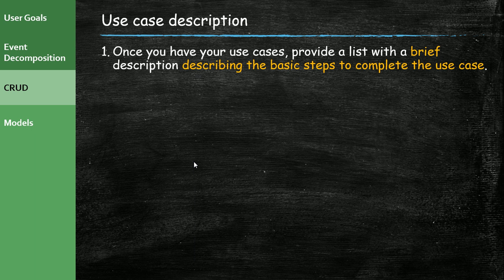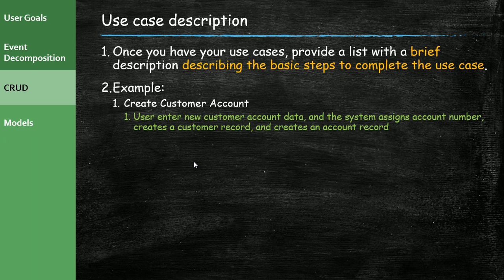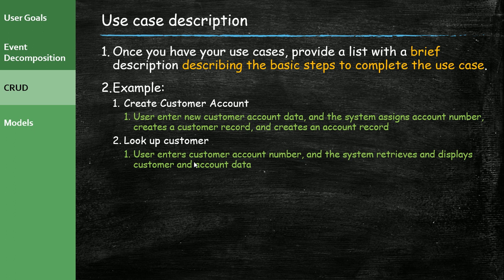This is where we take a list of all of our use cases and we describe the basic steps to complete each use case. So as an example, create a customer account. My description would be: user enters new customer account data, the system assigns account number, creates a customer record, and creates an account record. So that would be a description of creating a customer account. Looking up a customer: user enters customer account number, the system retrieves and displays the customer number and account data.